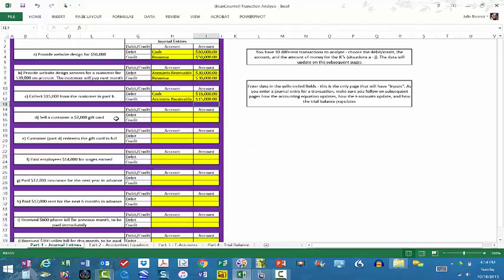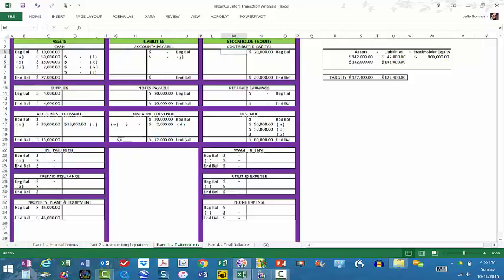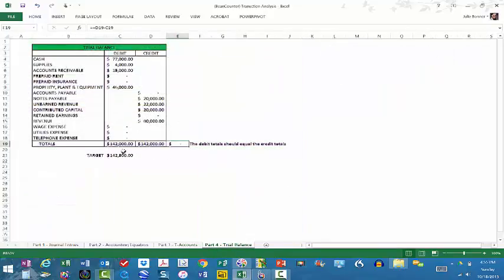Part D, we sell the customer a $2,000 gift card. So we've received cash, but now we have unearned revenue because we actually haven't provided them a product or service yet. And then you see the pattern. You look and make sure that the accounting equation is working, and it is. It's in balance. The T accounts, these should be showing $2,000 here, $2,000 here, and it does. And then our trial balance, we're remaining in balance, which is good.